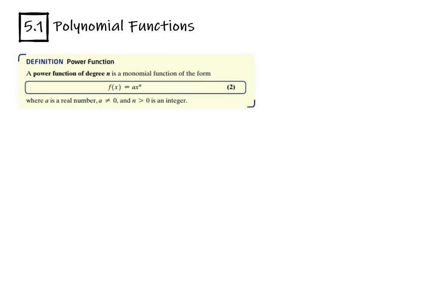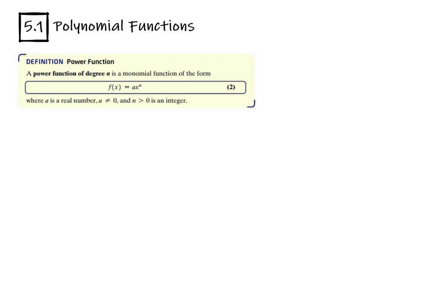Now the definition of a power function is that it's a polynomial function of any degree, but the only term that's in that polynomial is its first term. So it's a monomial, meaning it only has one term, and that's our leading term. And so we're going to take a look at some of these power functions. We're going to group them by their powers, and we're going to look at the ones that have even exponents, even powers.